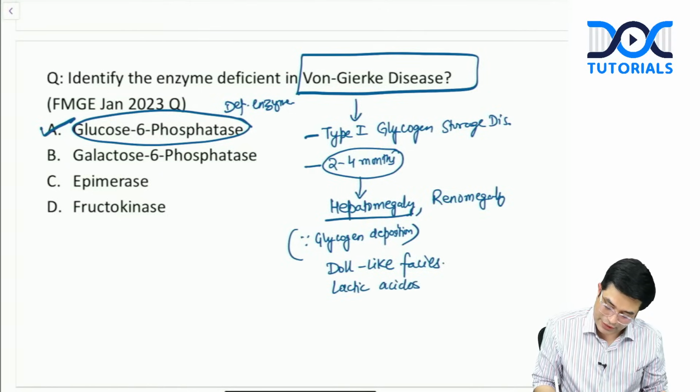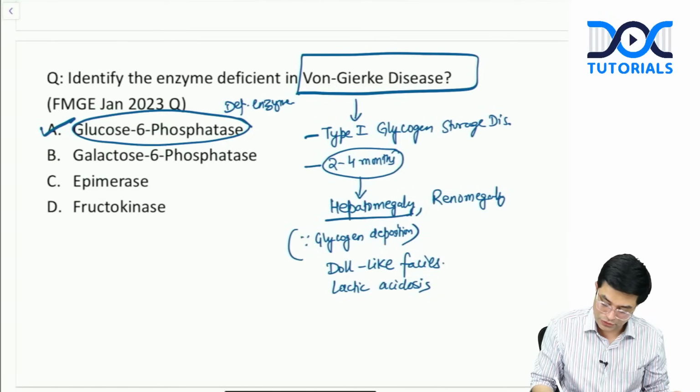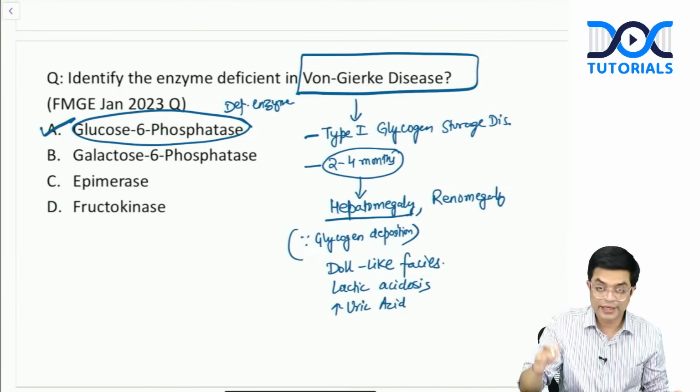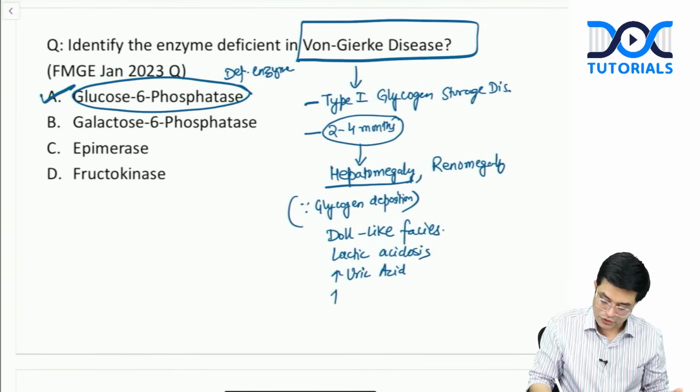ये features पूछे जाते हैं. All of the following are present except. So lactic acidosis, they have increased uric acid accumulation. So gout can develop in long-standing cases. And these patients also have increased serum triglycerides. They also have increased serum cholesterol.